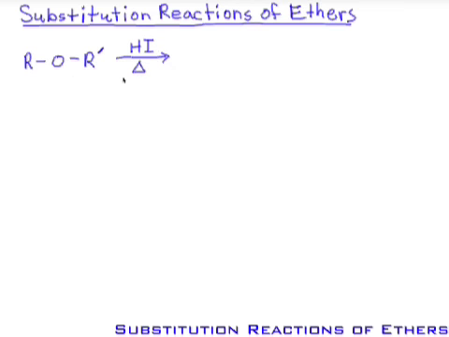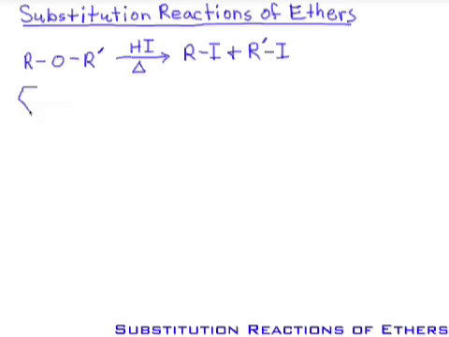You can get it to attack and substitute iodines at both carbons. So you get RI plus R prime I. And if R and R prime are, say, both methyls, you get two methyl iodides. If they were different, you'd get different alkyl iodides.